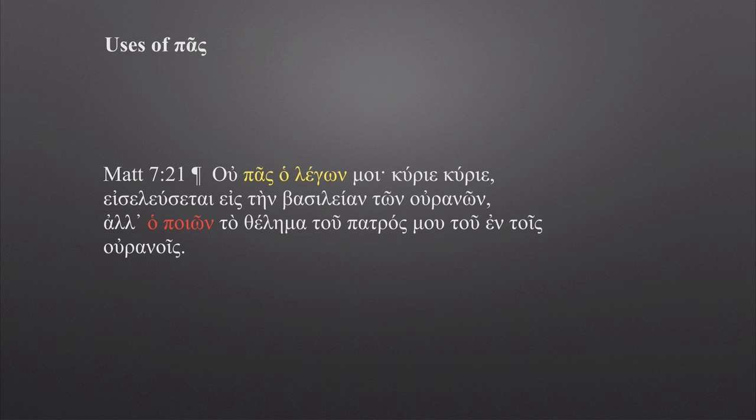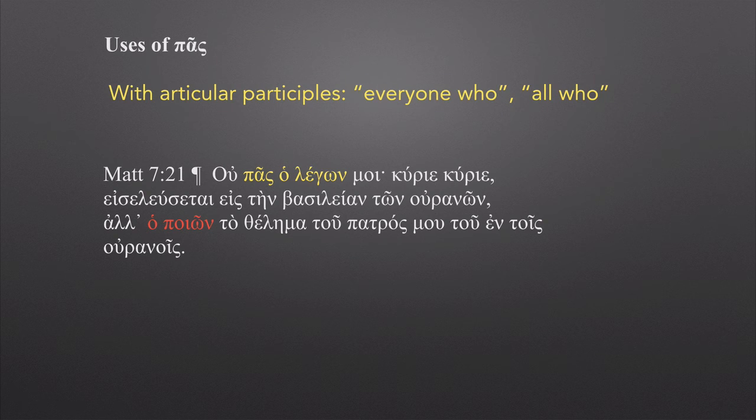For the most part, our word pas, in the feminine pasa, in the neuter pan, is not going to cause you that much trouble. It means all or every, and it's used fairly similarly in Greek to how it's used in English. But one common way of using it that could be confusing is you use pas plus an articular participle to say everyone who, or if it were plural, all who.